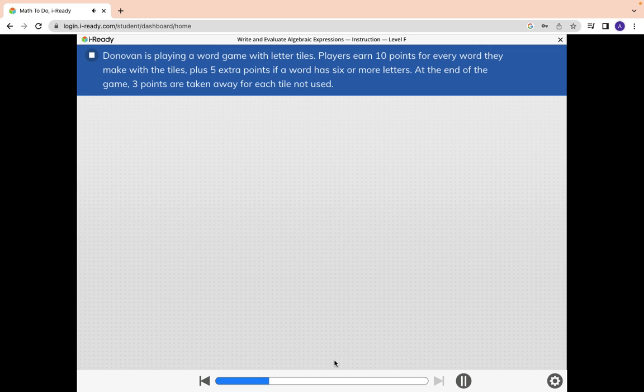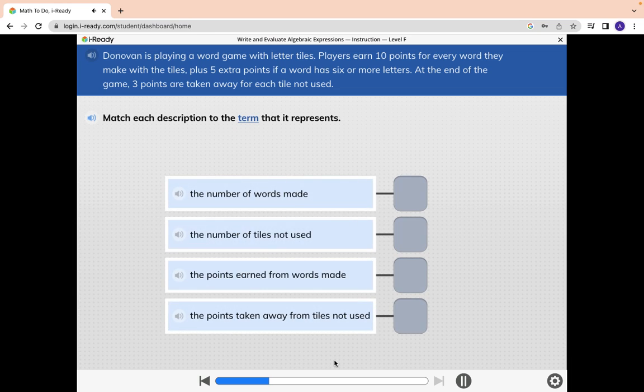Donovan is playing a word game with letter tiles. Players earn 10 points for every word they make with the tiles, plus 5 extra points if a word has 6 or more letters. At the end of the game, 3 points are taken away for each tile not used. Match each description to the term that it represents.